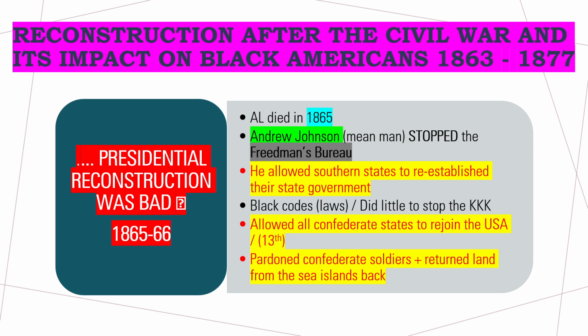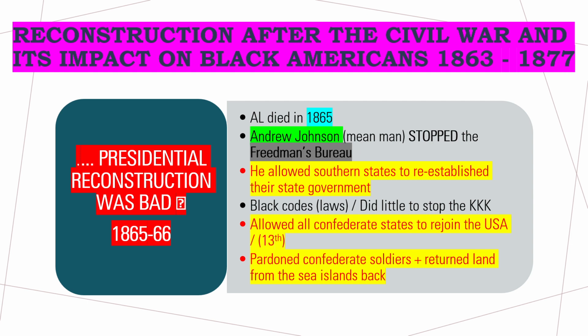The reason why I've highlighted this title in pink is because it was such a setback for black Americans. It's this period called presidential Reconstruction, and it was really, really bad. This happened after Abraham Lincoln died, after he was assassinated in 1865. A man named Andrew Johnson, he was a really mean man, bad man. He was the new president. He was the vice president before.